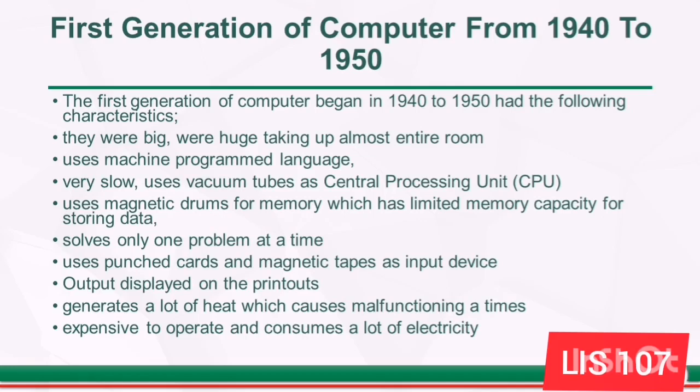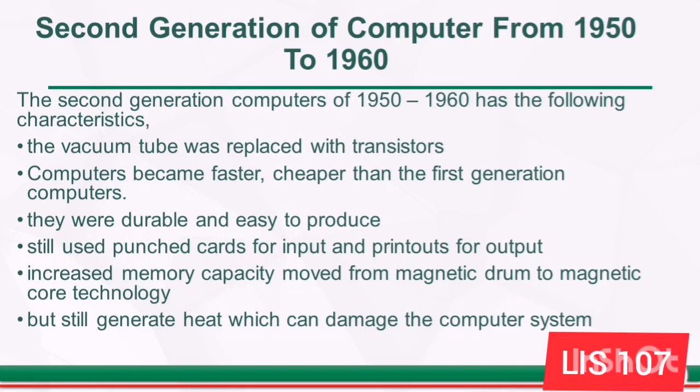Are you thinking about what I'm thinking? We moved to the second generation. We started from the 1950s to the 1960s. During the time of the second generation, that vacuum tube that was used as a processing unit was now replaced with transistors. This time around, computers became faster and cheaper. They were durable and they were easy to produce. Though they used punch cards for input and printout for their output, their memory capacity increased. And even if they still generate heat, at least they are more advanced than the first generation.